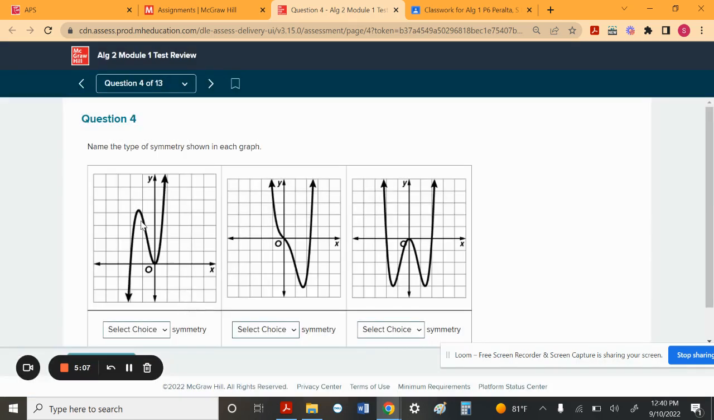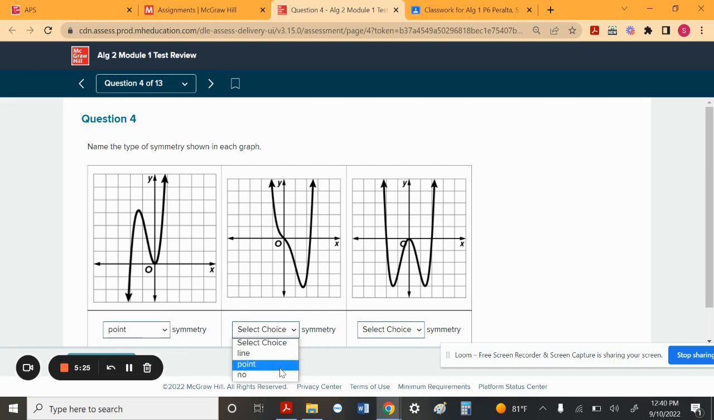So this first one, you can see there, it looks like it has point symmetry because if I put a point right here, I can see that if it flips over and goes to the other side, it's going to be symmetrical. So I think this one's point symmetry.